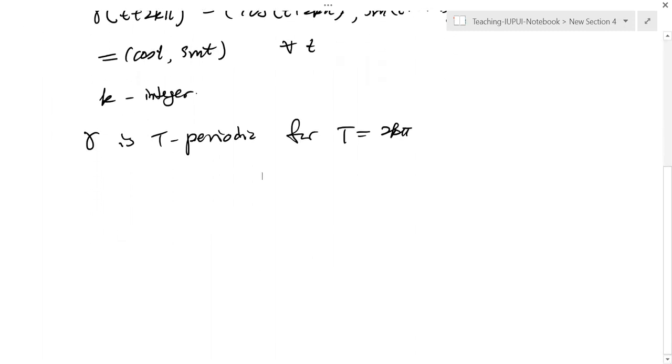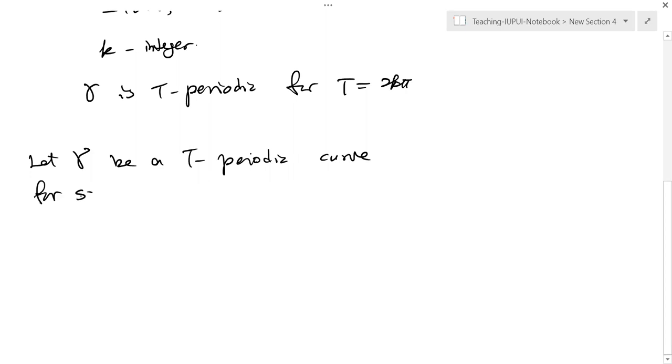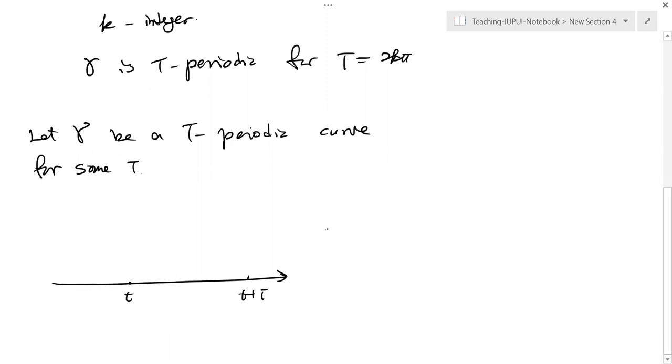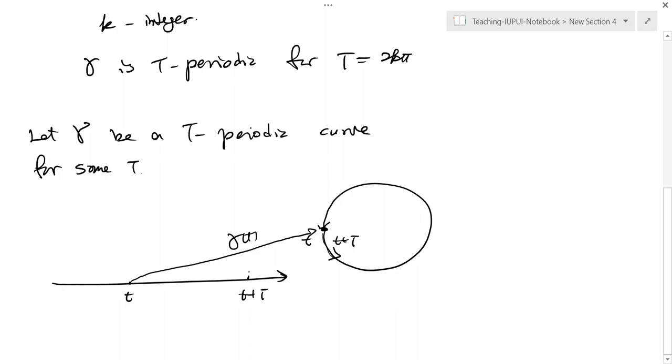Let's look at the picture first. Let gamma be a T periodical parametrized curve. So now what does that mean? That means for some t, let's look at the image. This is the whole line. This is t, and this is t plus capital T. Let's look at the image because they coincide. So this is going that way and then coming back. After that, gamma(t) and gamma(t + T) are the same. When t increases, they all come together, and they coincide and rotate.